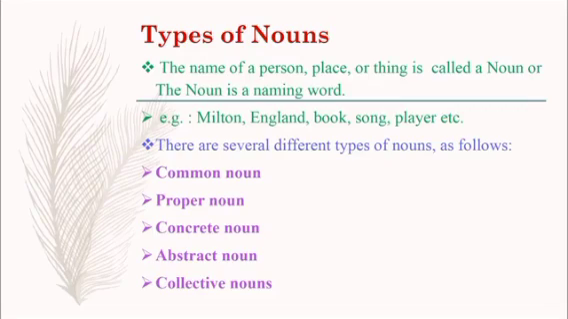Next, we are going to learn about types of nouns. The name of a person, place, or thing is called a noun, or the noun is a naming word. Examples: Milton, England, book, song, player, etc. There are several different types of nouns as follows: common noun, proper noun, concrete noun, abstract noun, collective nouns.